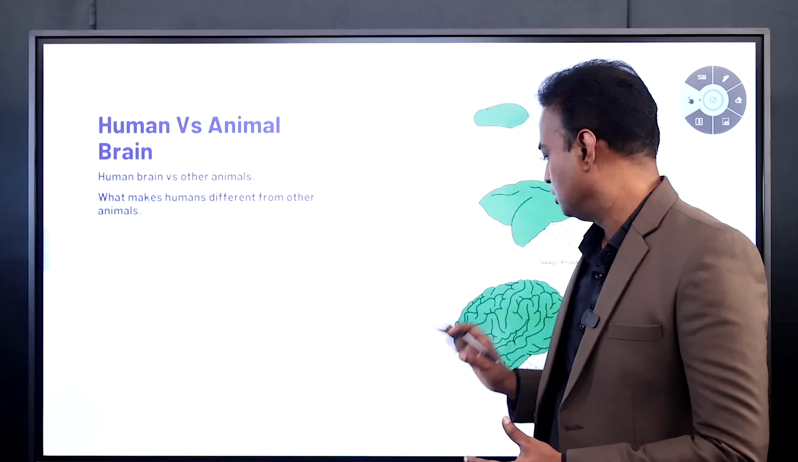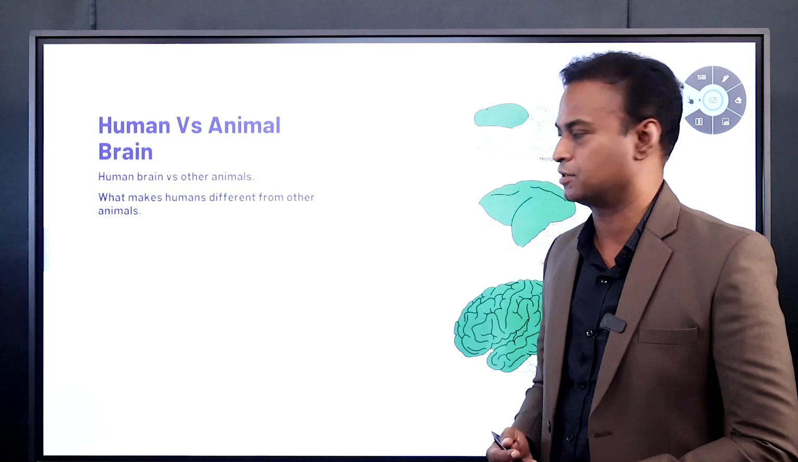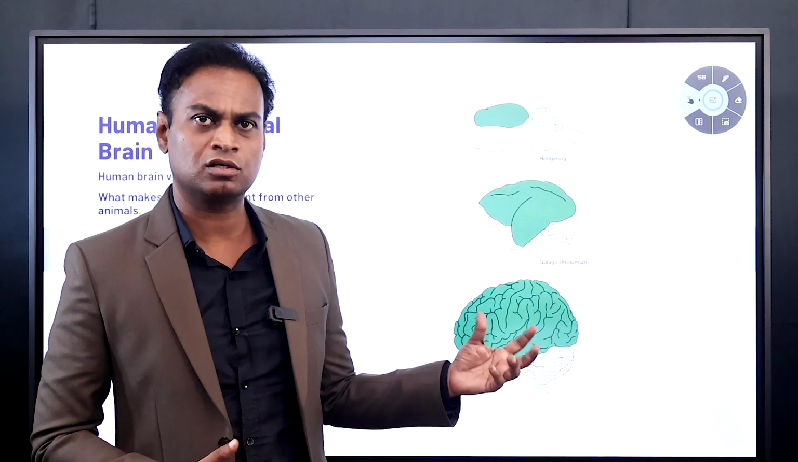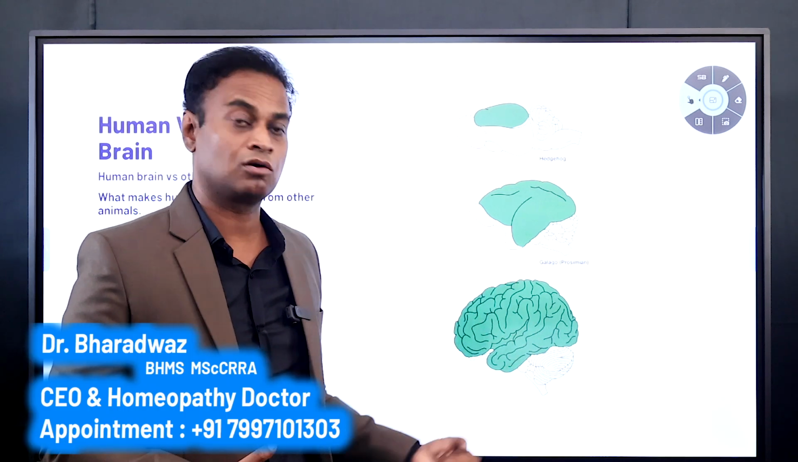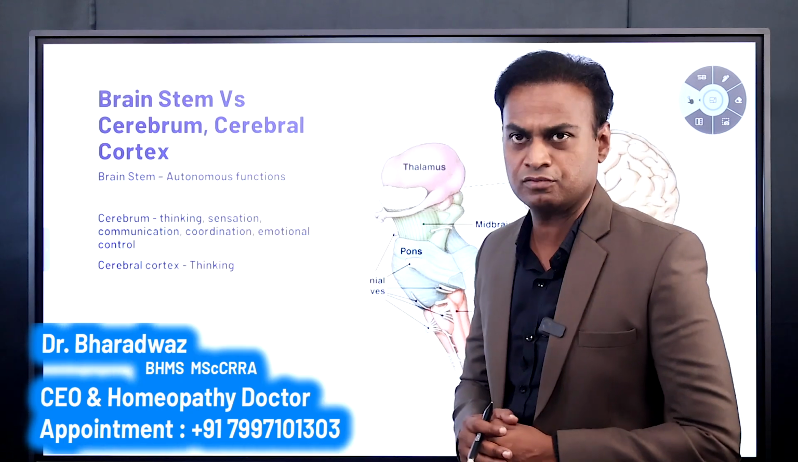Physiologically and structurally, they have a bigger brain, or cerebrum, or cerebral cortex. Now we have to understand what exactly the cerebral cortex is doing in order to understand autism. So autism is a defect in the cerebral cortex. We have to understand the cerebrum in depth. Okay, what are the functions of the cerebrum?